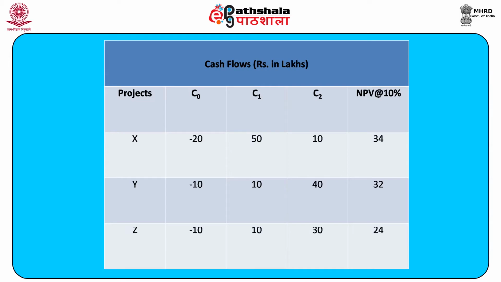There are three projects with initial cash flows as C0 of minus 20 lakh rupees, C1 of 50 lakh rupees and C2 of 10 lakh rupees for project X. Similarly, C0 of minus 10 lakh rupees, C1 of 10 lakh rupees and C2 of 40 lakh rupees for project Y, and C0 of minus 10 lakh rupees, C1 of 10 lakh rupees and C2 of 30 lakh rupees for project Z. The NPV of the three projects at 10% are 34, 32 and 24.